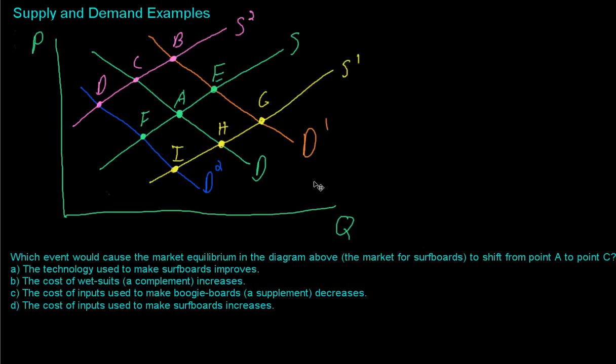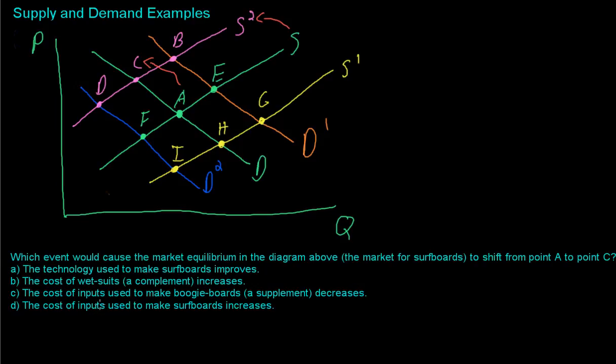Which event would cause the market equilibrium in the diagram above, which is the market for surfboards, to shift from point A to point C? So we are going from point A to point C, which is right here, and we can see that that is caused by a shift in supply from S to S2. So that's a decrease in supply. So we're going to look through these answers and figure out which one will be a decrease in supply.